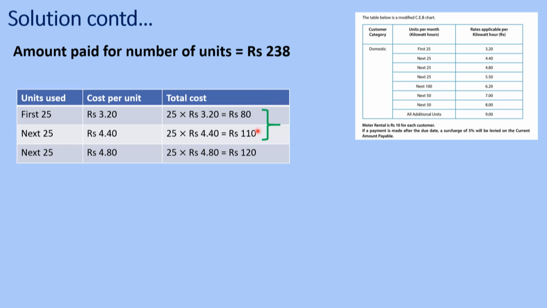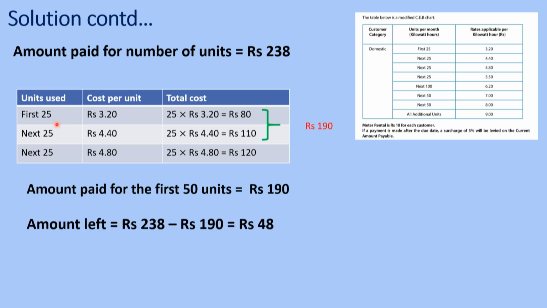Now, if I add these two, I am going to get 190 rupees, which is still not the amount that I need. So it means that Mrs. Shalini has used more than 50 units, 25 plus 25. So the amount paid for the first 50 units is 190 rupees. The amount left will be 238 minus 190. That is 48 rupees.